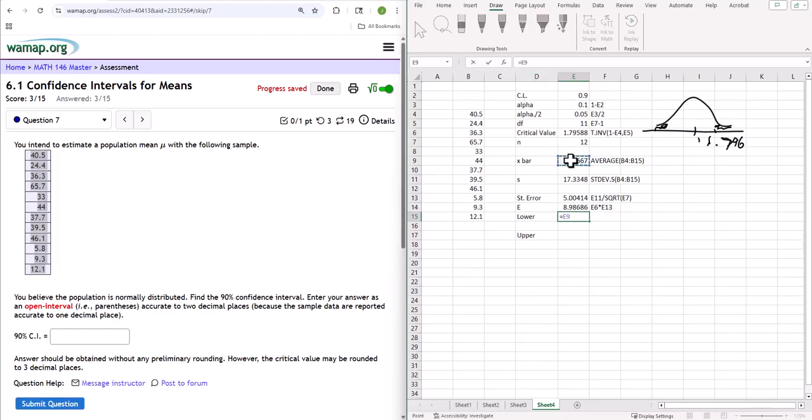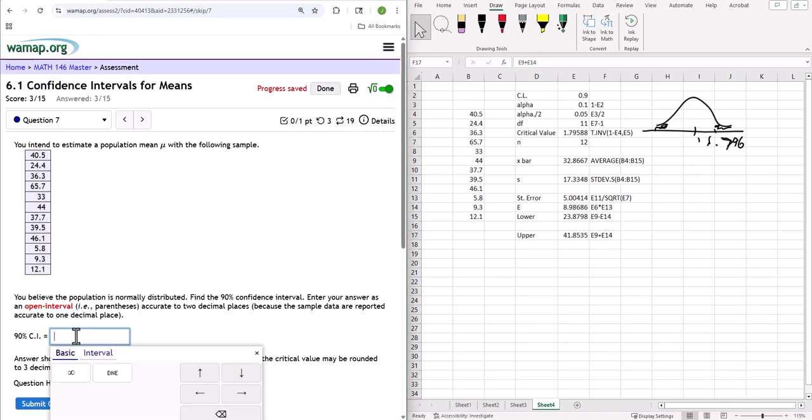Okay, so now, back where I was, the mean minus the margin of error. This is our lower limit. And the mean plus the margin of error here for the upper limit.